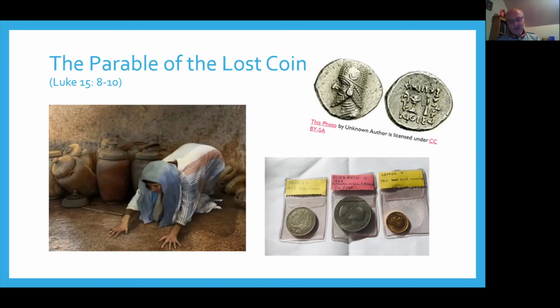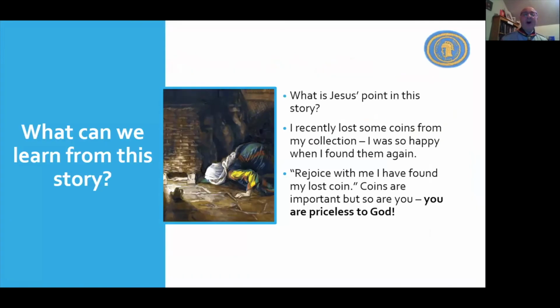And when she finds it, she calls together her friends and neighbors, saying, rejoice with me, for I found the coin that I lost. Just so, I tell you, there is joy before the angels of God over one sinner who repents. And there's a picture of the woman on her floor trying to find her one coin that she's lost. And what Jesus was telling us is that we are more valuable than any coin, the most valuable coin in the whole world.